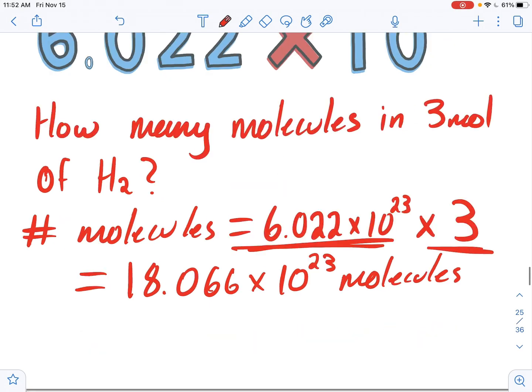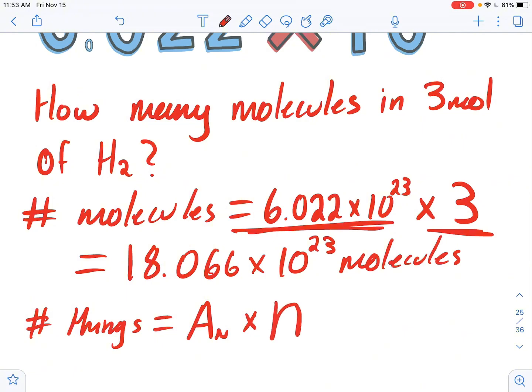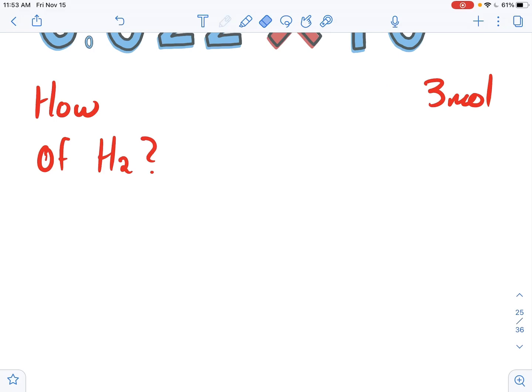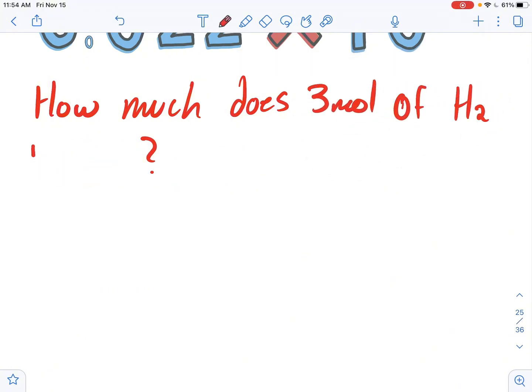So what is this formula? Well, the number of molecules, or number of things, equals Avogadro's number times the number of moles, and number of moles is n. What if instead of how many molecules in 3 moles of H2, I asked you how much 3 moles of H2 weigh? How much does 3 moles of H2 weigh in grams?